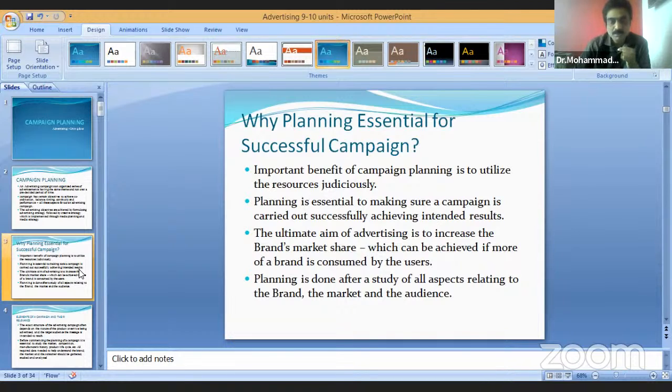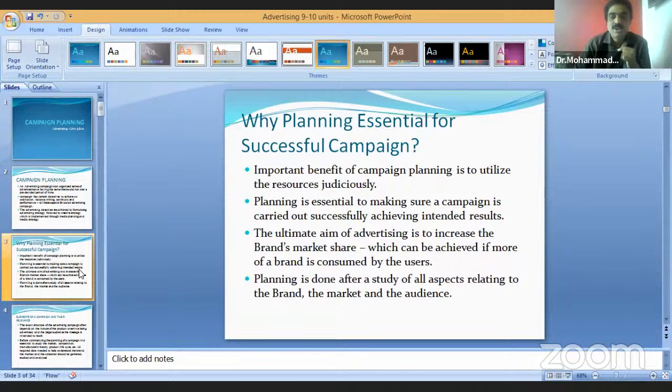So planning is more important. We need it for everything. In life also, when we are proceeding from one destination to another, we have to have a plan for how to move towards the destination. Without planning there will be ambiguity, and we cannot reach our destination in time. Time is crucial, as are resources, and timing is even more crucial. We need to use resources as well as timing judiciously, so that we can reach our destination, our target, our objective. So planning is essential to make sure a campaign is carried out successfully, achieving the intended results.